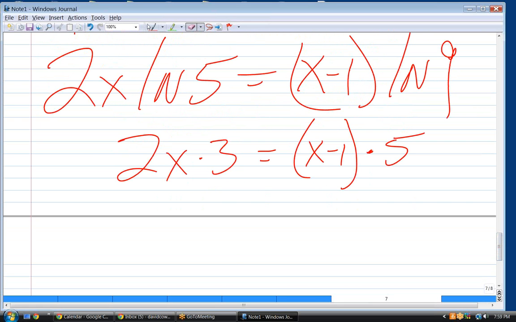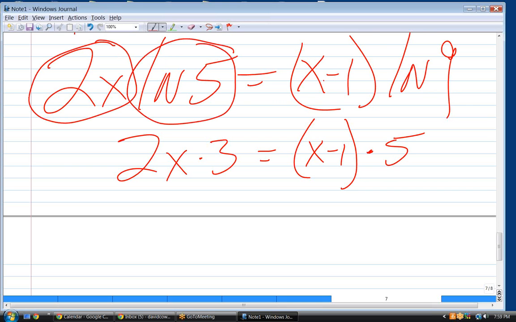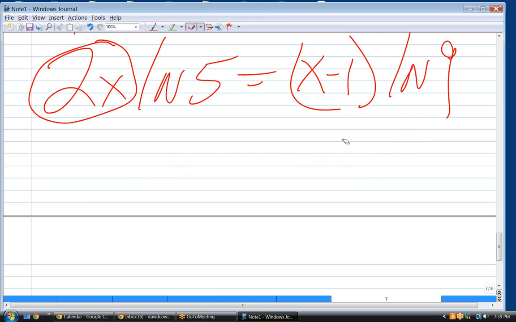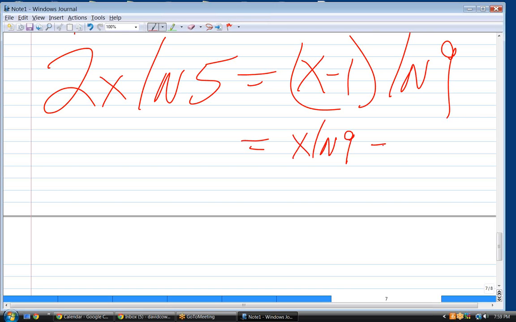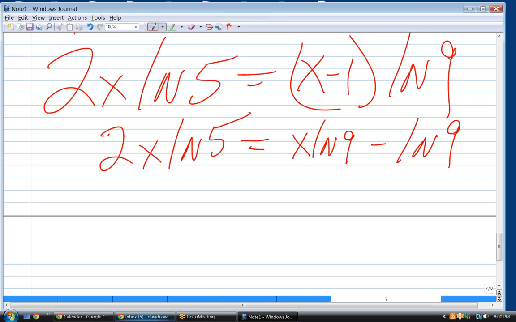Because notice there's no difference. I've got 2x times some number, and I've got x minus 1 times some number. So I have to distribute both of these. I don't need to distribute that yet, and I'll show you why. But I do need to distribute this. So that would be x natural log of 9 minus natural log of 9. Over here, we got 2x natural log of 5.